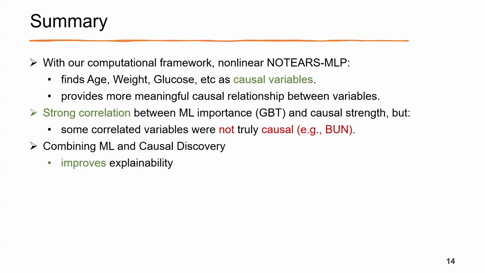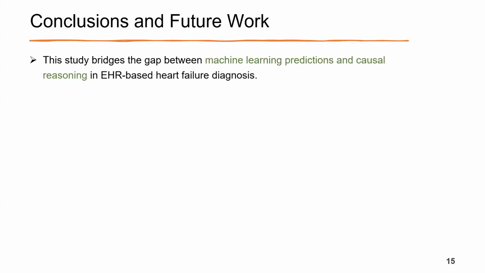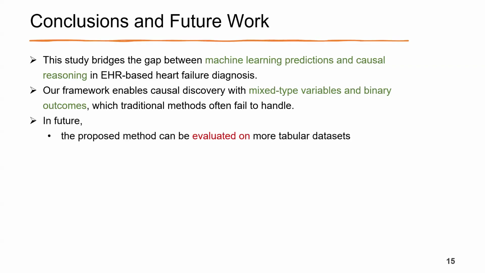Finally, we combined machine learning with causal discovery to enhance explainability in clinical prediction models, and this also supports trustworthiness in the health AI domain. Beyond all the work, we can see that this study bridged the gap between machine learning predictions and causal reasoning in EHR-based heart failure diagnosis. And also our framework enables causal discovery with mixed-type variables and binary outcomes, which traditional methods often fail to handle. In the future, the proposed method can be evaluated on more tabular datasets.